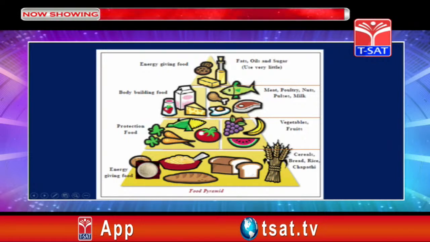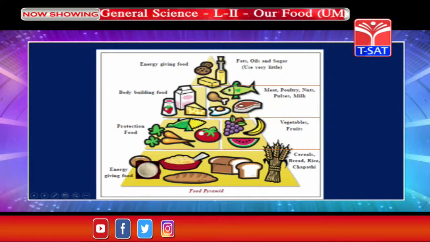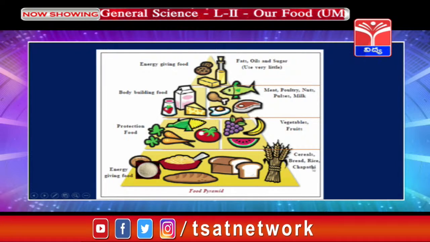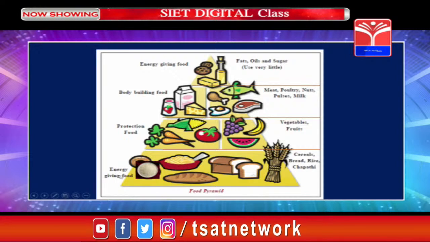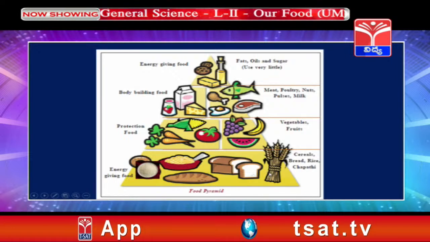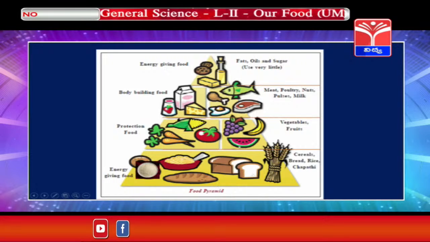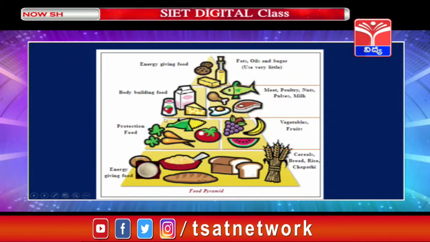So in the base, rice, wheat, barley. From these we make bread, chapati. So these foods are energy giving foods. That means these foods we have to take in much quantity. And above it we see fruits and vegetables. These are protective food. They give us protection to health. This we have to take more.